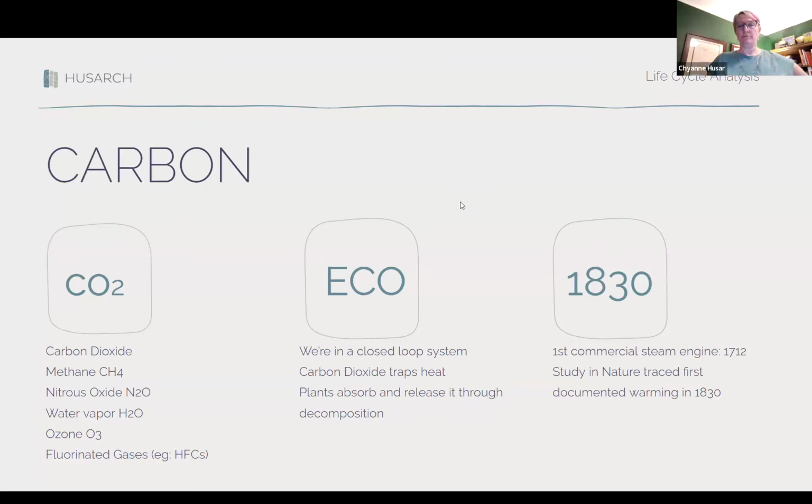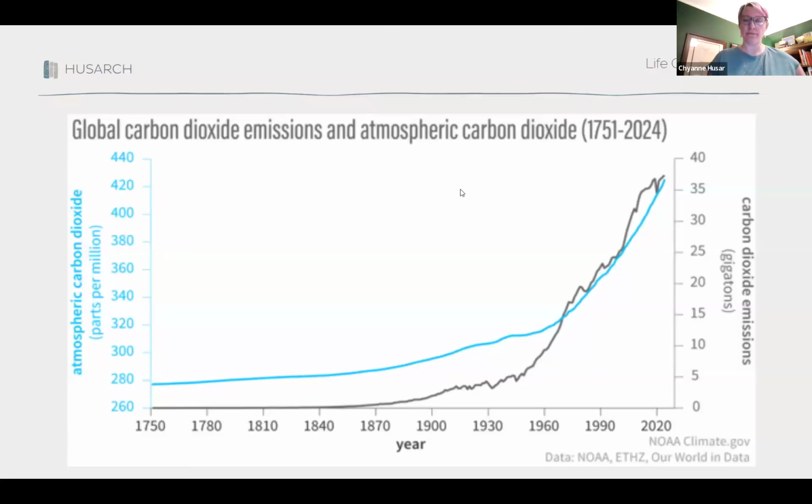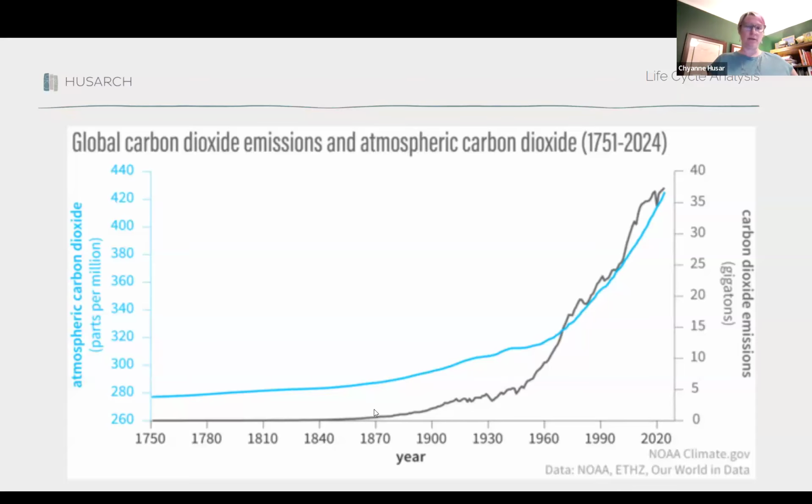And for those of you who've seen Al Gore's documentary, you'll be familiar with this graph, but we can see there's just been a steep incline with the industrialization of the world. Didn't mean to sound so happy about that.